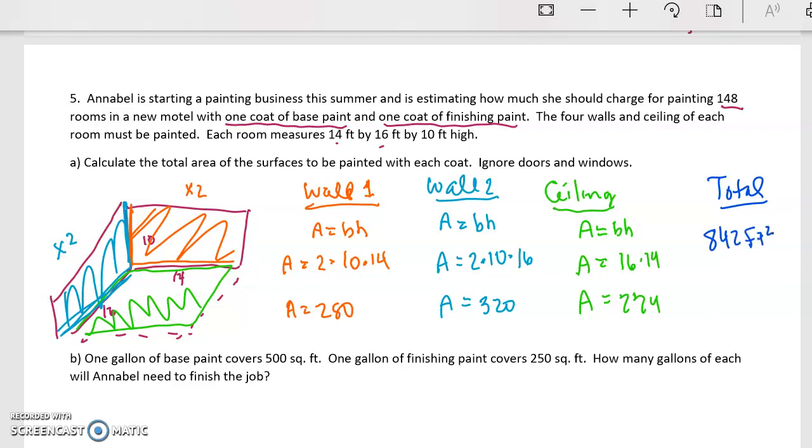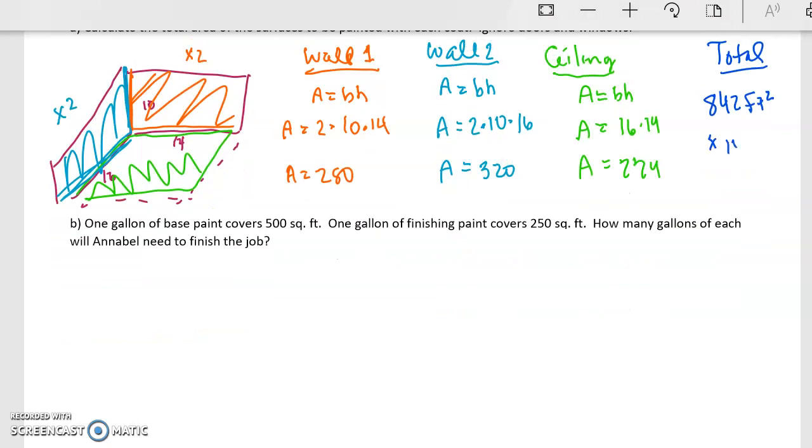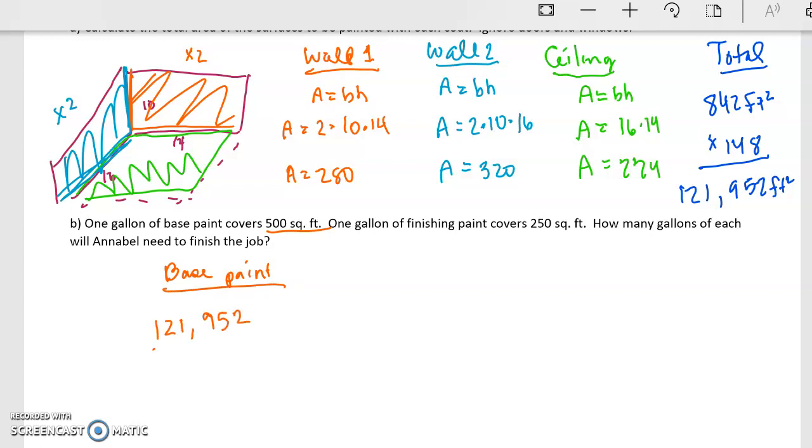And then, of course, we have 148 total rooms. And so that means we would need 121,952 total square feet of paint. So base paint covers 500 square feet. So to get the total amount of gallons, we take the total area and we divide it by the coverage of 1 gallon.